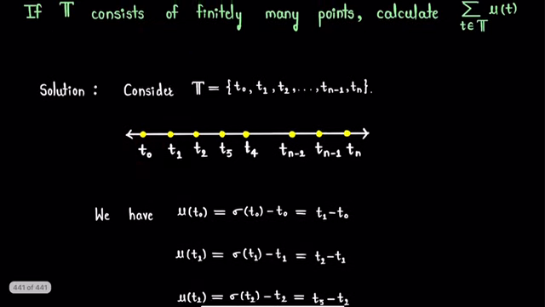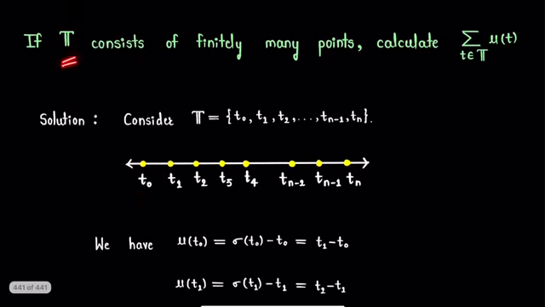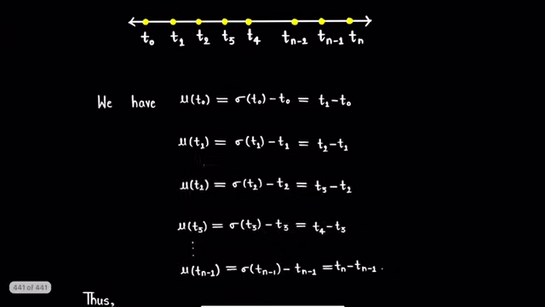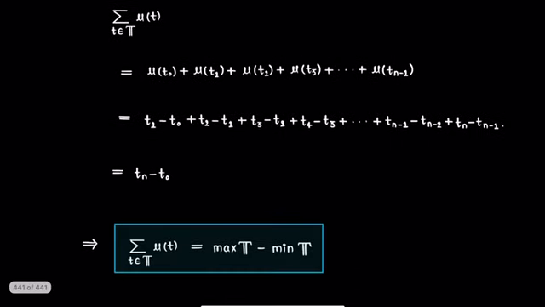So in general, for a given time scale T consisting of finitely many points, we can say that the summation of mu(t) for each point t in the given time scale T equals the maximum of the given time scale T minus the minimum of the given time scale T, and this completes our solution.